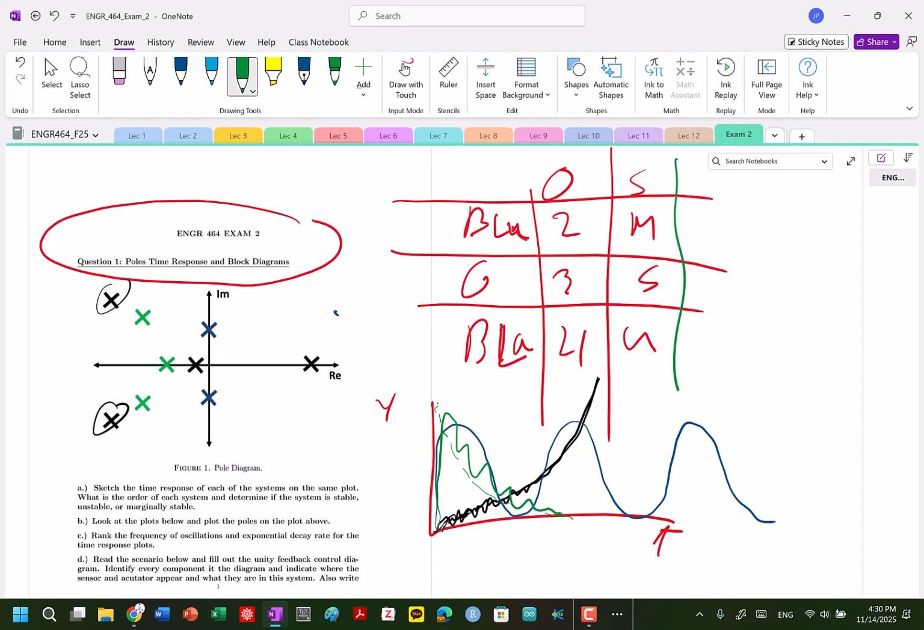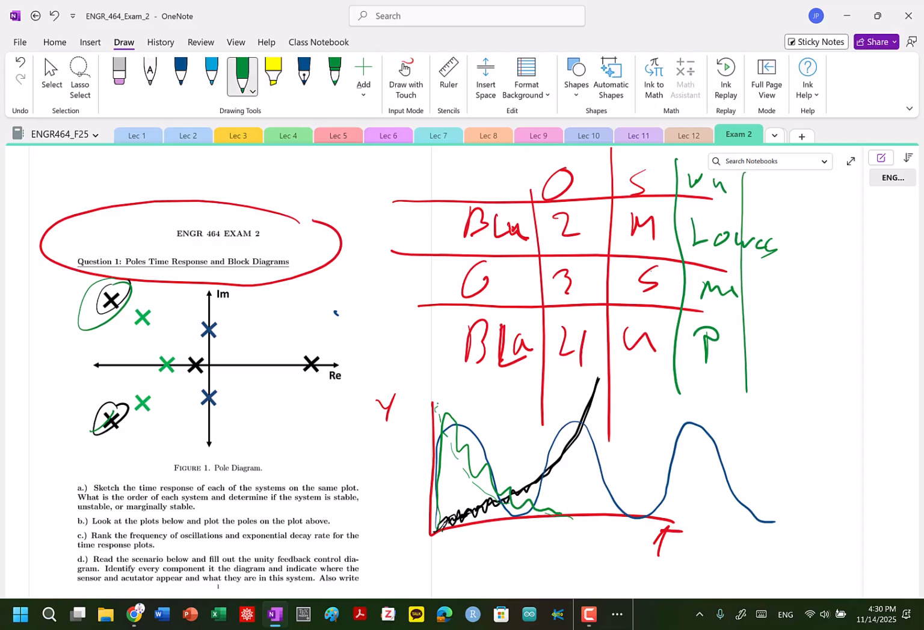If we're ranking the frequency of oscillations, the blue will have the lowest, then green is medium, and then the black can be the highest, at least if you consider it like this. Or you can say that this doesn't matter because it's exponentially increasing, and so the frequency of the oscillations for the green will be higher than that of the blue.